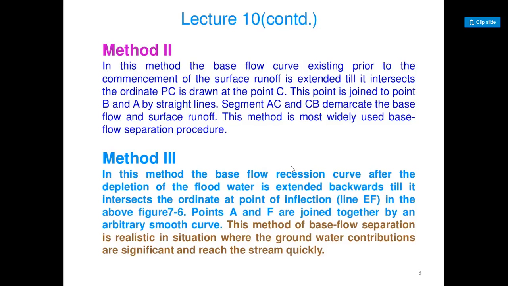And method 3. In this method, the base flow recession curve after the depletion of the flood water is extended backwards till it intersects the ordinate at the point of inflection, line EF in the above figure 7.6. Points A and F are joined together by an arbitrary smooth curve. This method of base flow separation is realistic in situations where the groundwater contributions are significant and reach the stream quickly.